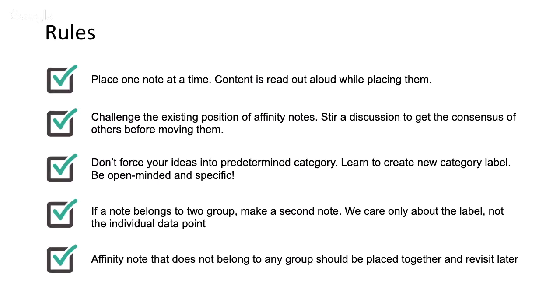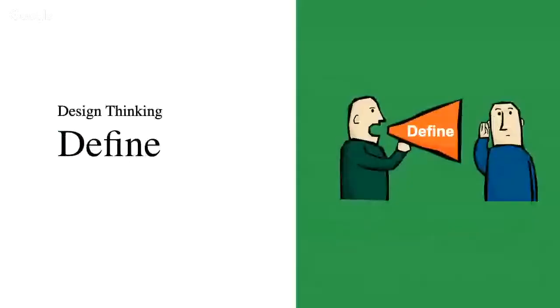So, if a note belongs to two groups, then make a second note, to be clearer. Because we only care about the label, we only care about the pattern that we observe, we don't care about the individual data points, right? So if you cannot decide which group it belongs to, go and group those undecided notes together and then revisit them later, right? Don't let it hold you back from the exercise.